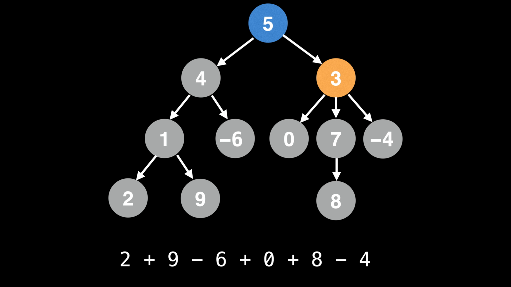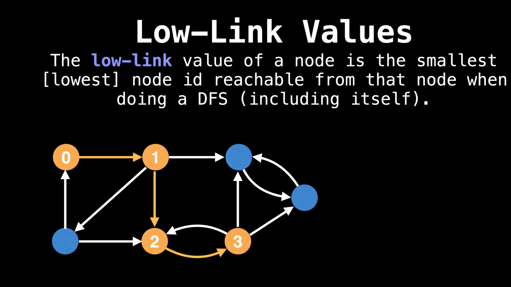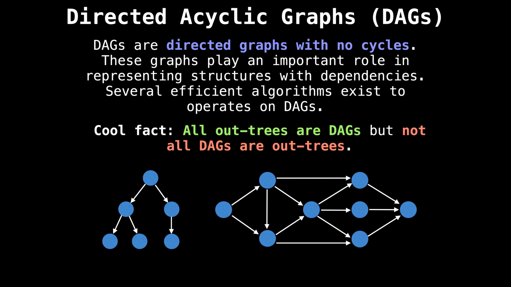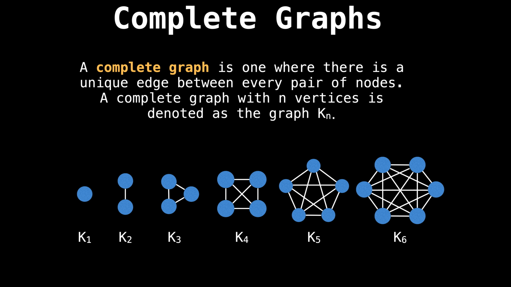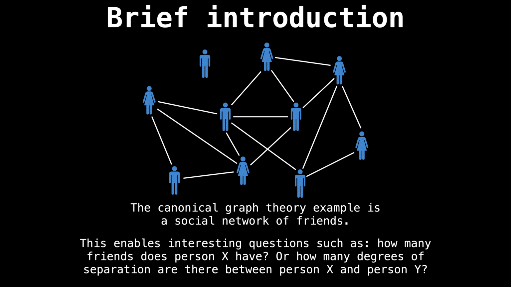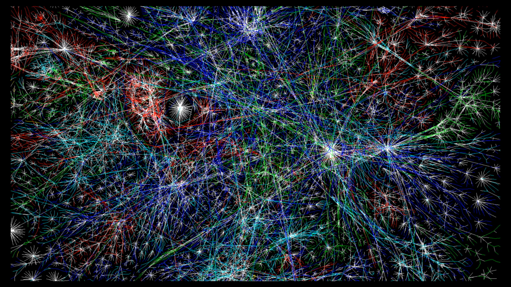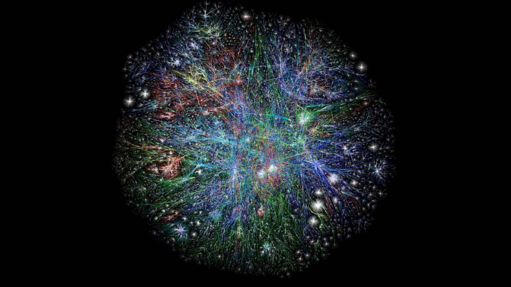Today I want to bring to you my complete video course on graph theory algorithms. Graph theory is the study of graphs, commonly known as networks. Graphs manifest themselves everywhere in the real world, from the friends in your social network, to subway transit lines, to the internet itself, which is a vast virtual network of interconnected websites.